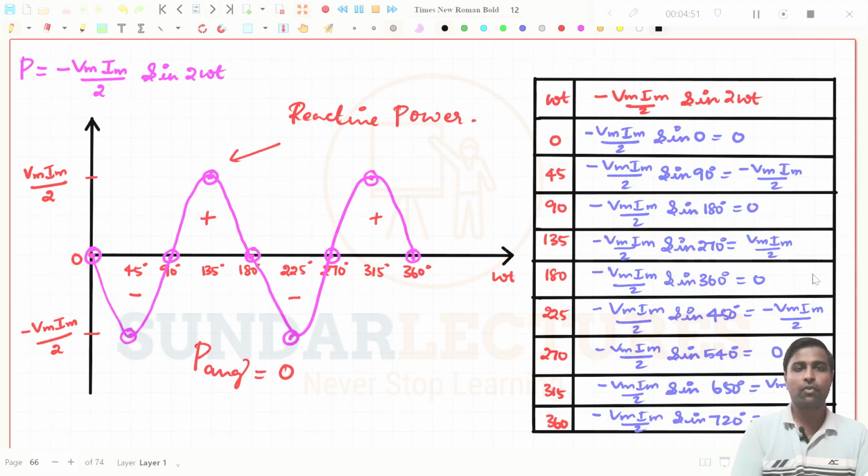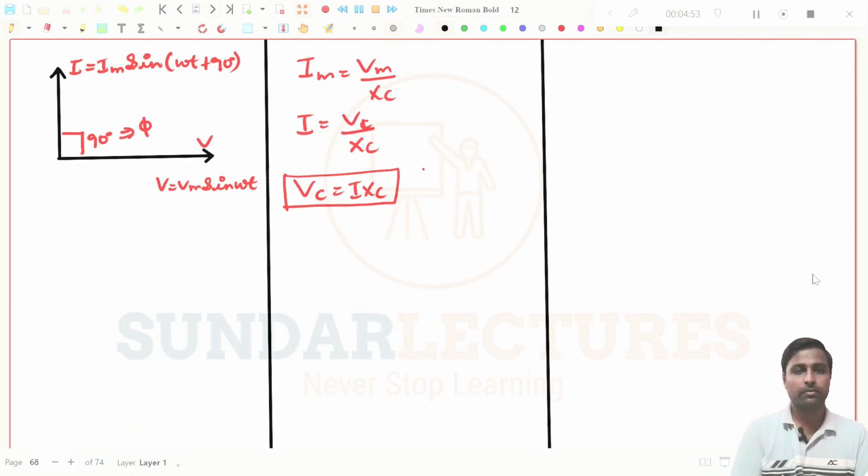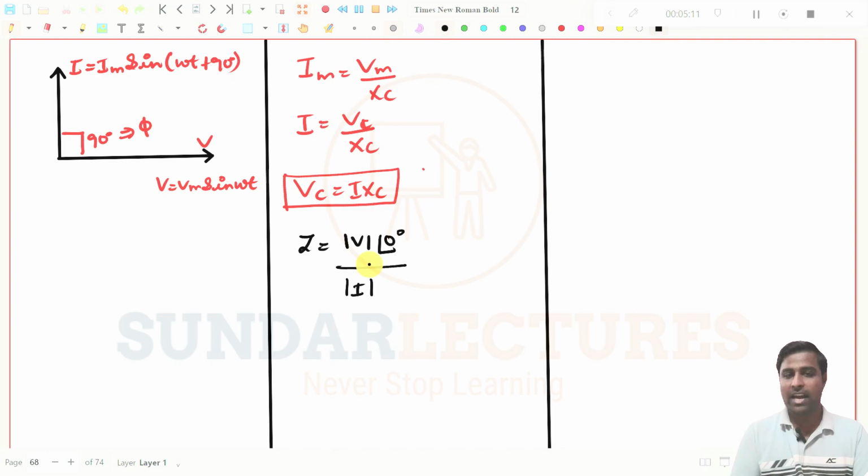And if I go for the capacitive circuit, you see here this is the value of I. So if I want to write Z, Z will be equal to the modulus of V at an angle of 0 degree divided by the modulus of I at an angle of, you see here, plus 90 degree.